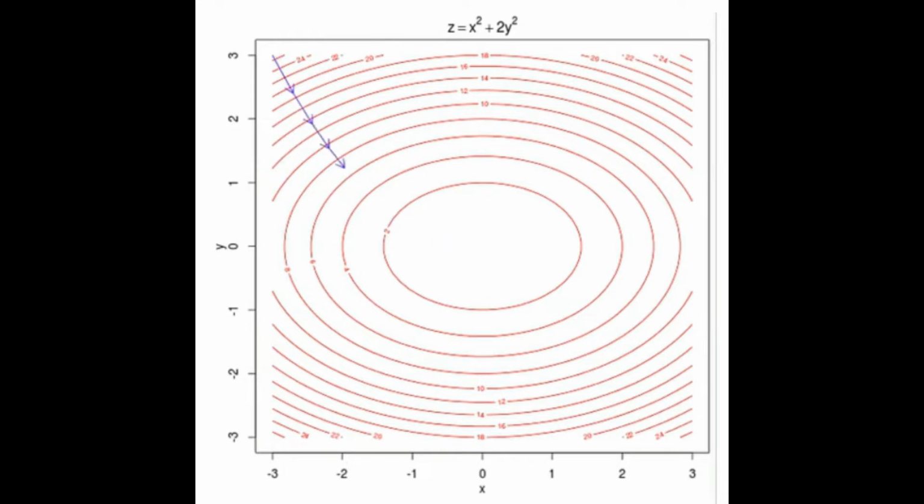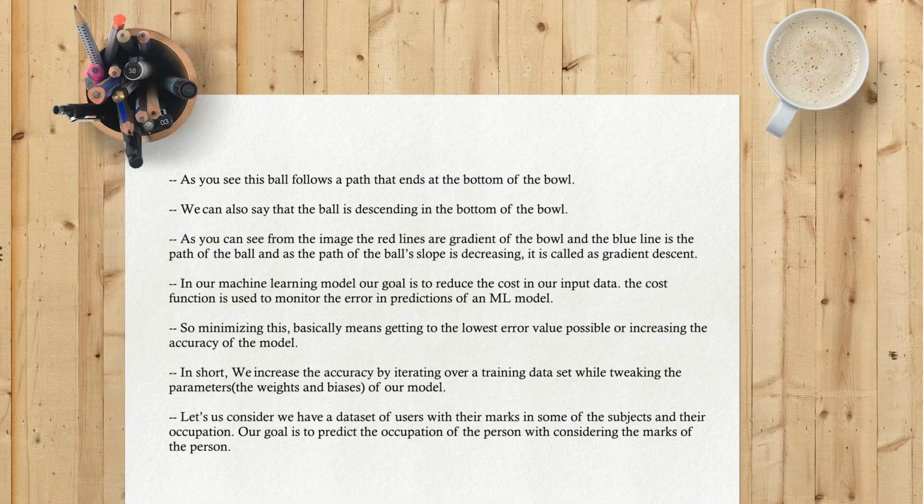As you can see from the image, the red lines are the gradient of the bowl, and the blue line is the path of the ball, and as the slope of the ball's path is decreasing, it is called gradient descent. In our machine learning model, our goal is to reduce the cost. The cost function is used to monitor the error in predictions of an ML model. So minimizing this basically means getting to the lowest error value possible, or increasing the accuracy of the model.